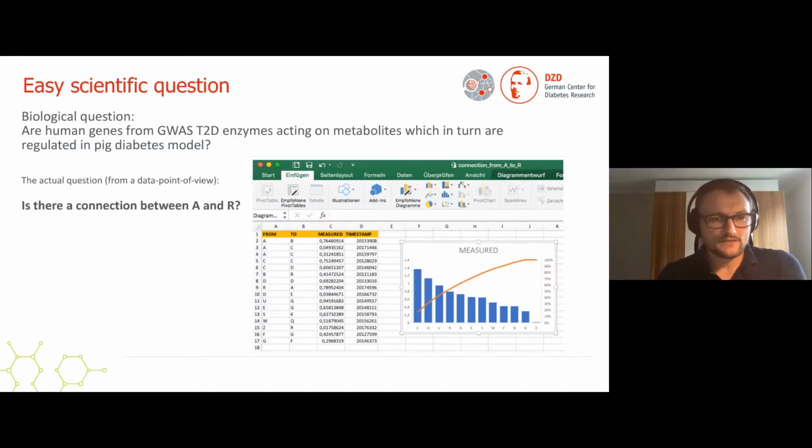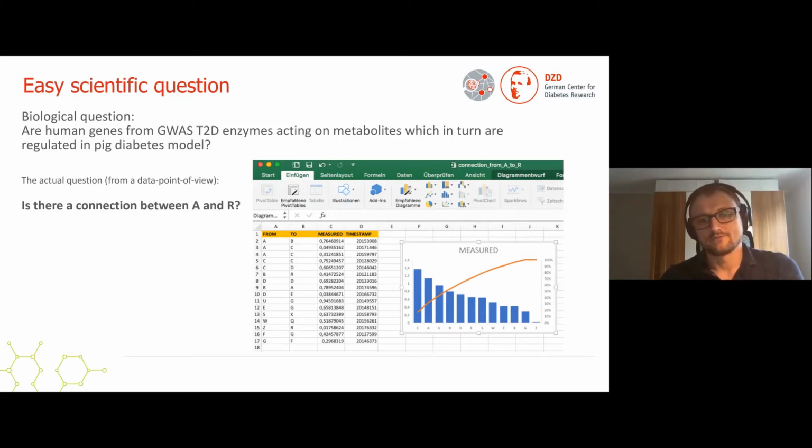So usually when we talk to our scientists, we have questions like that. Are human genes from GWAS studies for type 2 diabetes enzymes acting on metabolites, which in turn are regulated in a pig model? So we have a couple of things here which you don't have to understand. From a data point of view, this question is: is A connected to R? And I have here an Excel sheet, which is one of our data sources, and I give you 3 seconds to see if A is connected to R.